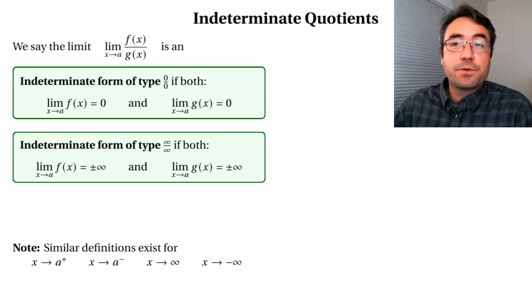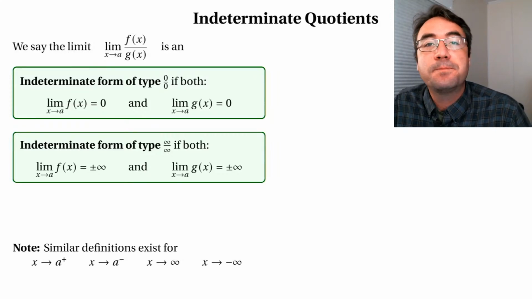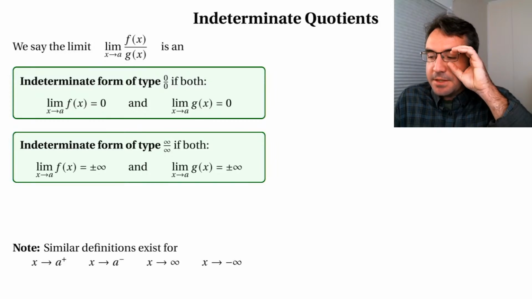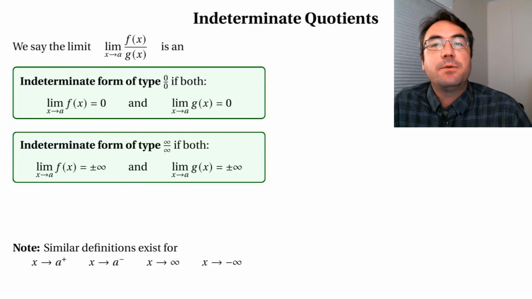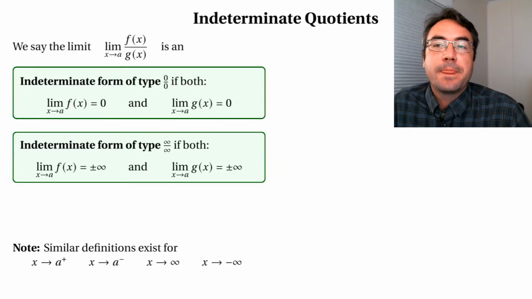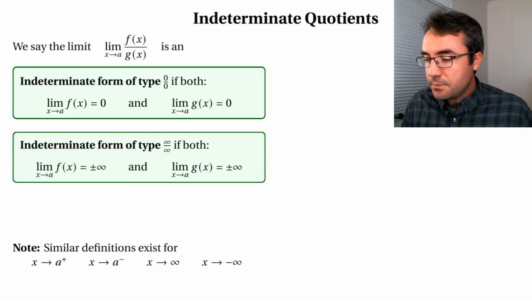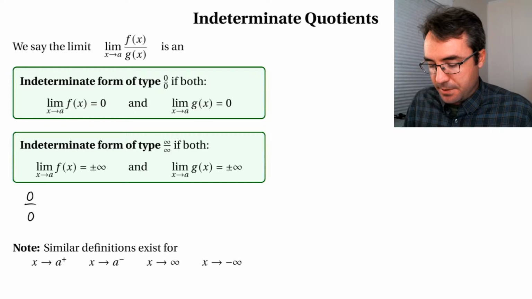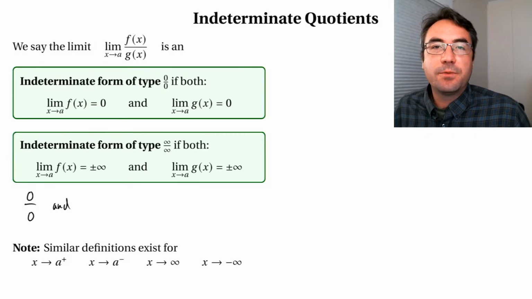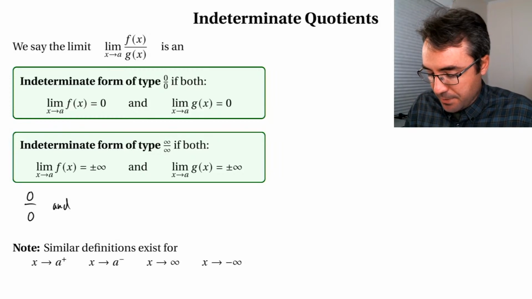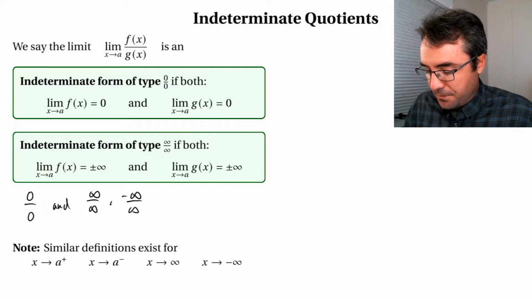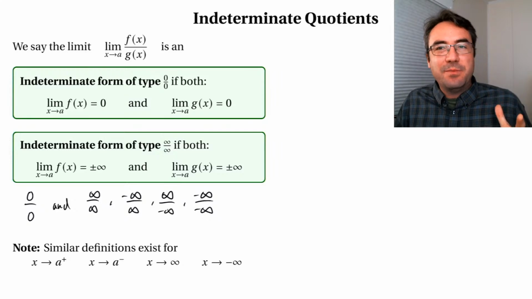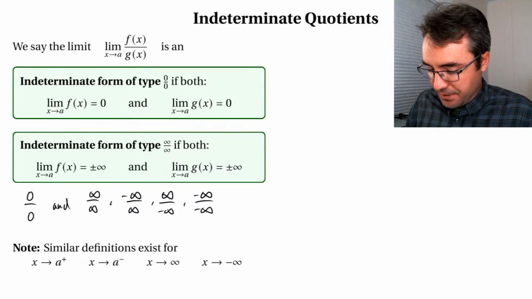So we say that the limit of f of x over g of x is an indeterminate form of type 0 over 0 if both the limit of the numerator and the limit of the denominator are 0. And then similarly, we have an indeterminate form of type infinity over infinity where the limit of the top function and the limit of the bottom function are both plus or minus infinity. So on this page, there's a few different types of indeterminate forms. There's 0 over 0, and then that second one with infinity over infinity covers a bunch of cases. We might have infinity over infinity, minus infinity over infinity, infinity over minus infinity, or negative infinity over negative infinity. These are all fundamentally very similar, so we just call these infinity over infinity form.